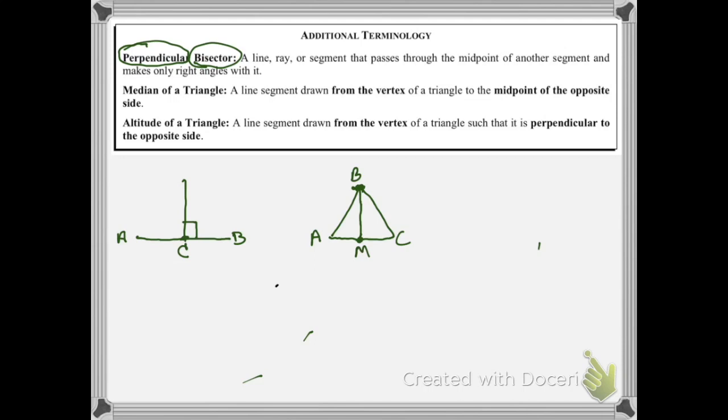I could also make another median from A and draw to its opposite side. And that point there we would call M2 for midpoint number 2. And yet there's another one, right? If you start at C, you could do that yourself.